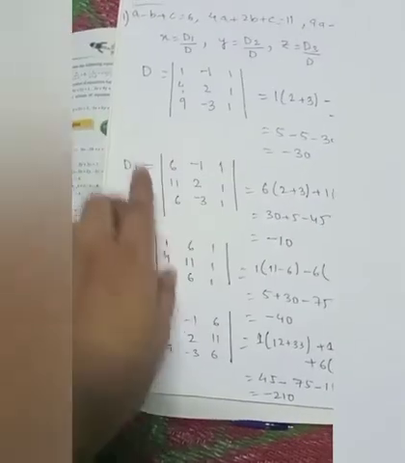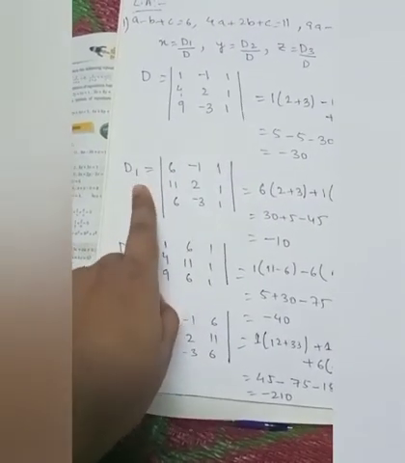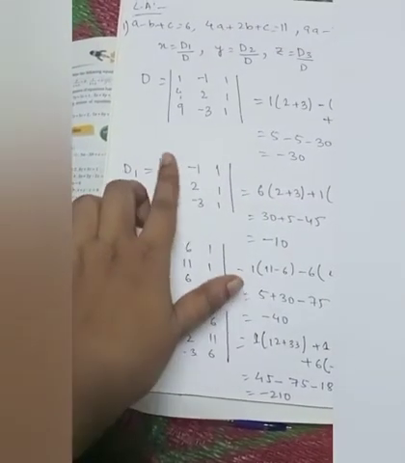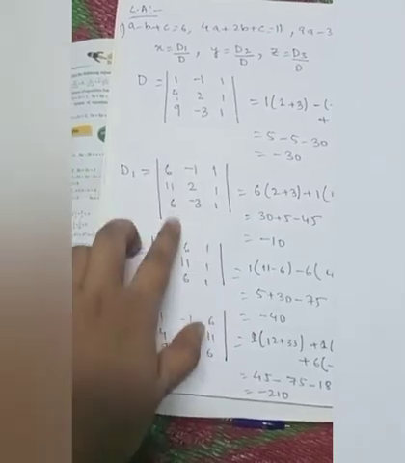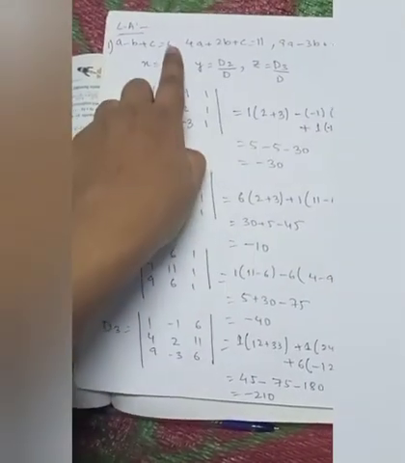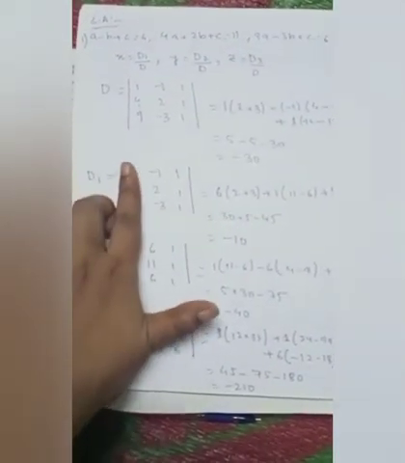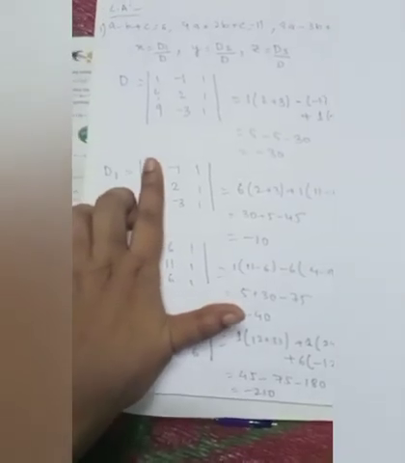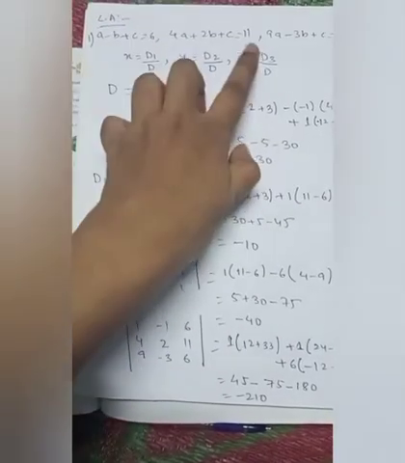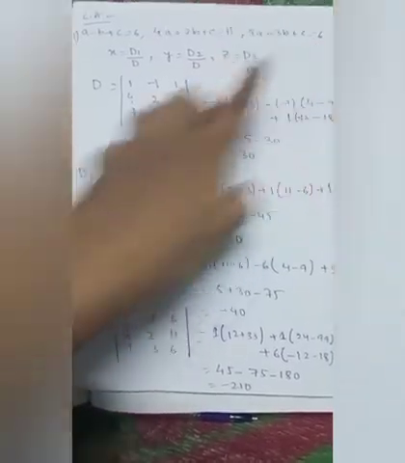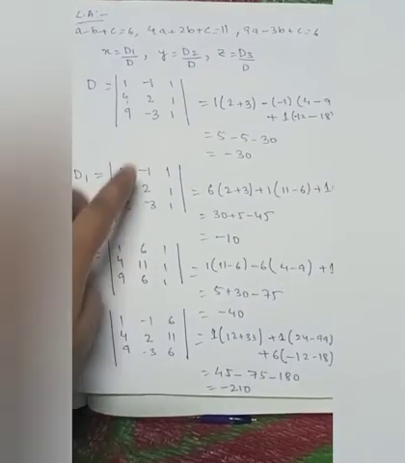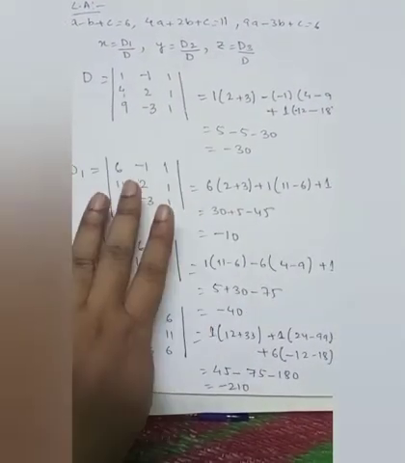Okay, now how will you find d1? In d1, you will replace the coefficient of a with the constant terms given to you, 6, 11 and 6. So you will replace the coefficient of a with 6, 11, 6, and the second and third columns will remain the same.